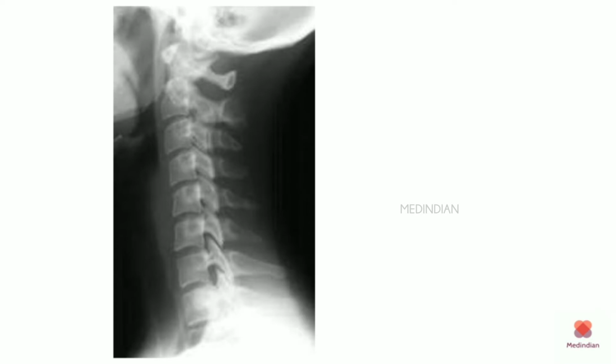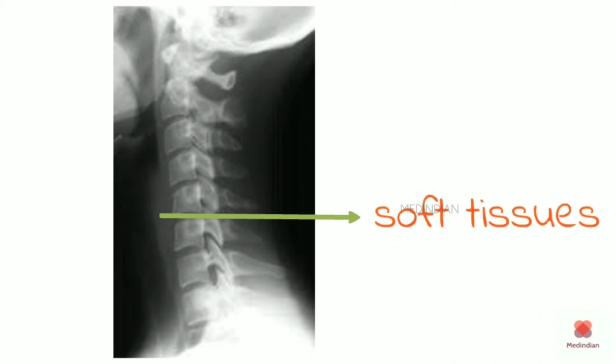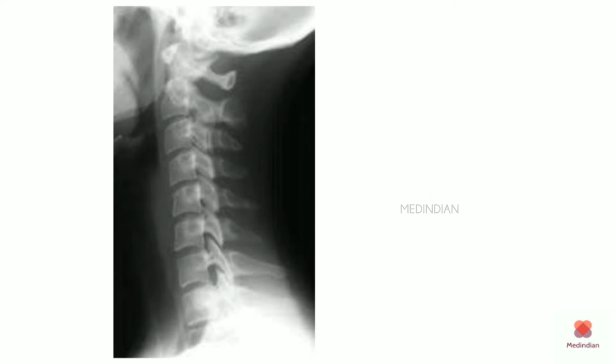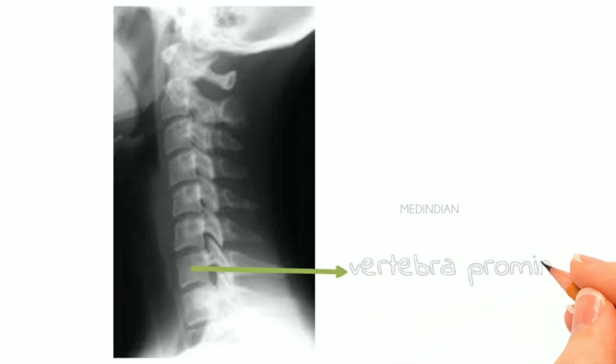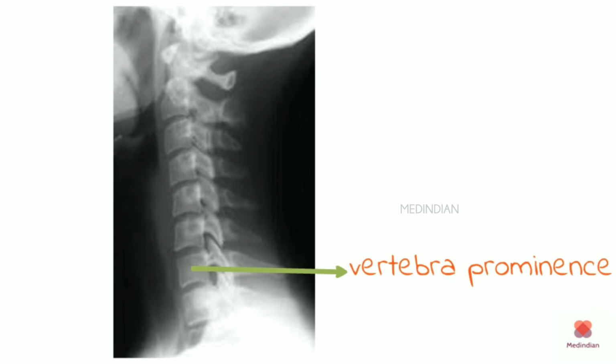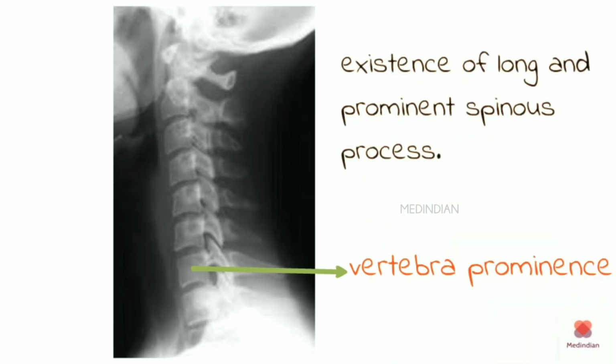Next, check the very important intervertebral disc space, which is the space between adjacent vertebrae. Identify the soft tissues anterior to the vertebral body and identify the trachea. We have the vertebra prominens, which is the name of the 7th cervical vertebra. The most distinctive characteristic of this vertebra is the existence of a long and prominent spinous process, which is palpable from the skin surface and hence the name.